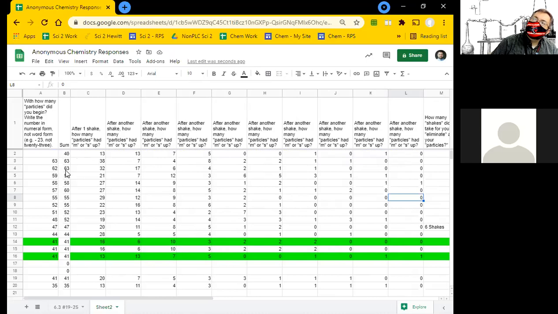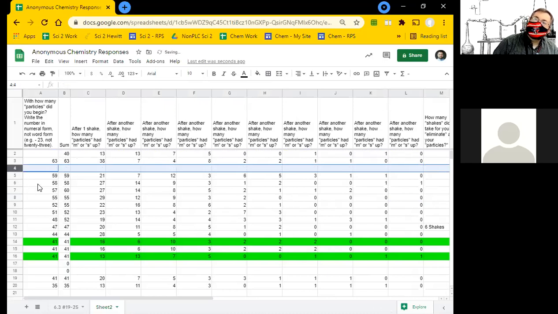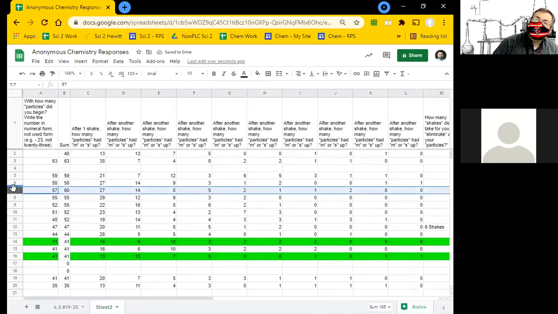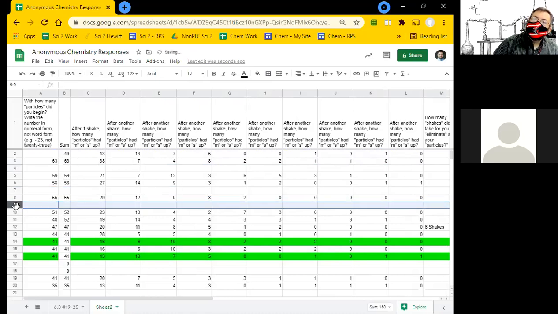And so again, I'm not deleting your data from the actual thing I'm grading. I'm just deleting anything that will cause a problem later on. Let's see here. Oh, we got a lot that problem here.